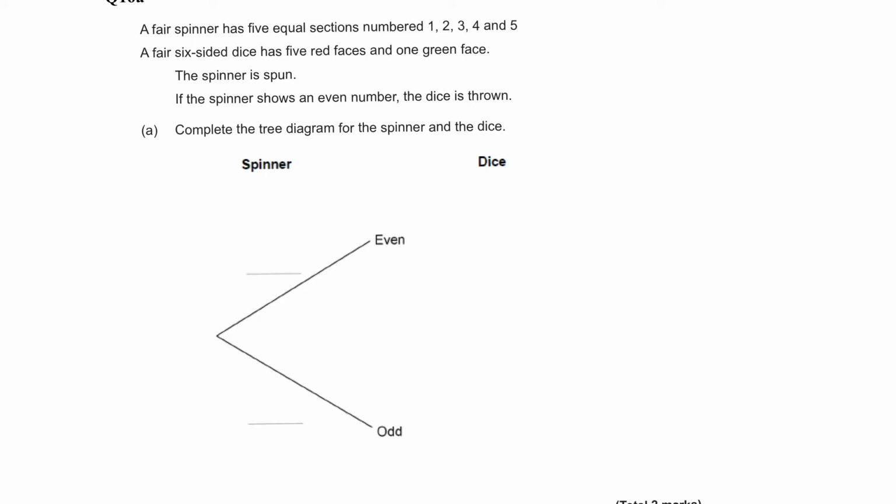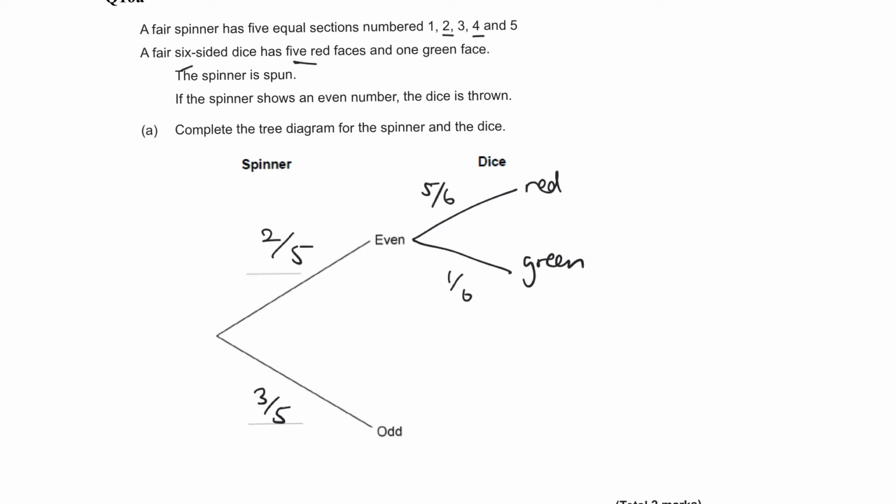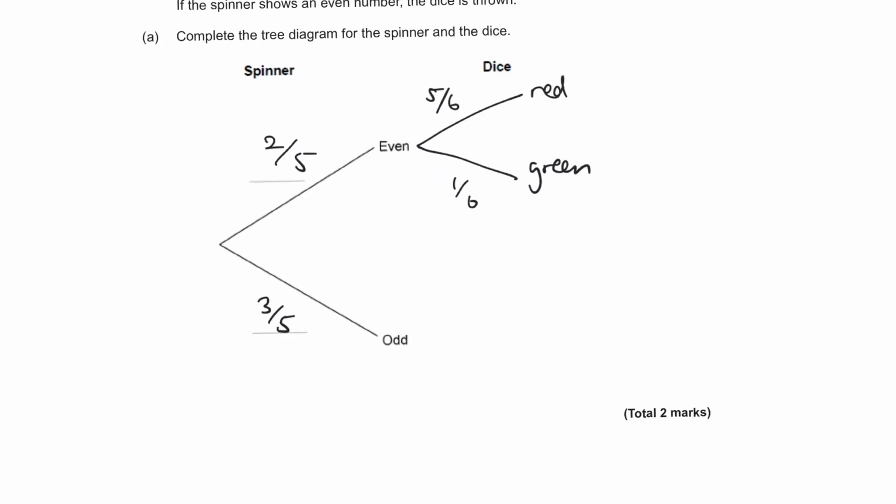So first of all, your even numbers are 2 and 4. So you've only got 2 out of 5 even numbers, and 3 out of 5 odd numbers. It's only when the spinner lands on even that the dice is thrown, not when it lands on odd, so you wouldn't need to draw any extra branches from odd. Then you've got red faces or green. Because you've got 5 red faces out of the 6-sided dice, 5 out of 6 would be red and 1 out of 6 would be green. And that would complete it.